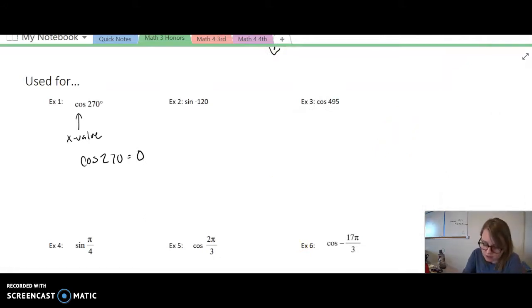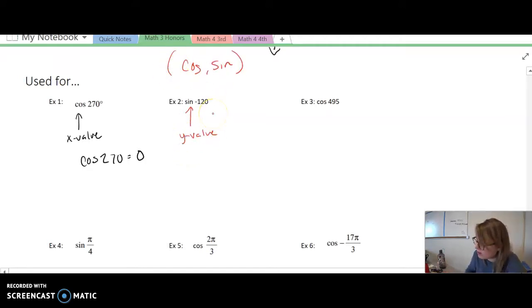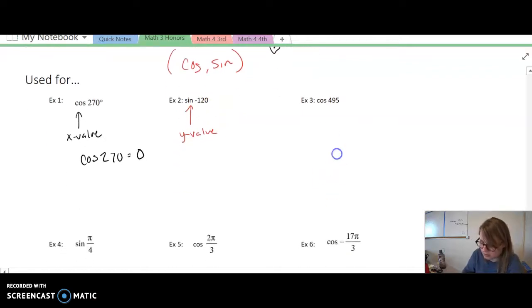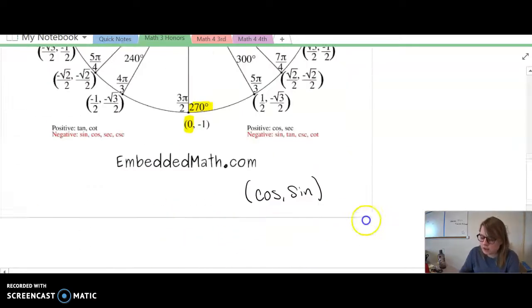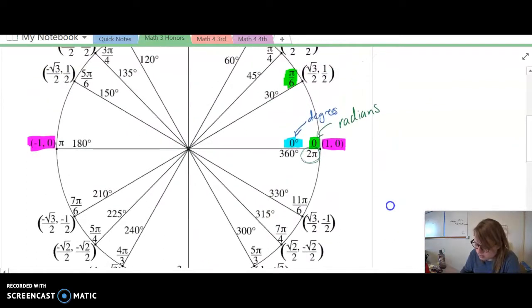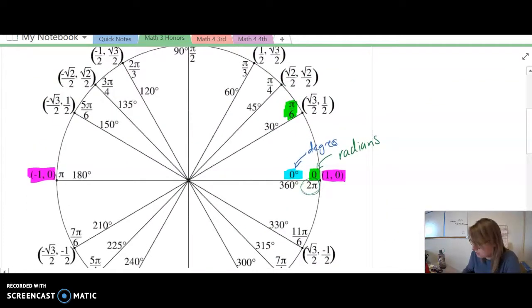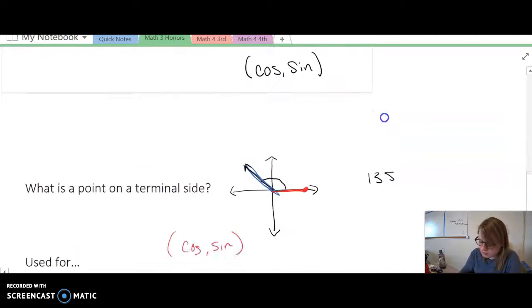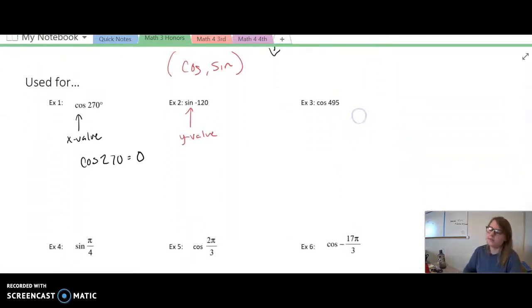So we have our next example. We have sine. Well, remember it's cosine, sine. So sine is my y value. So we need to find the y value of negative 120. Now you're probably thinking, as we go back to the unit circle, Miss Smith, there is no negative 120. Okay, well that means we just got to find the positive version.